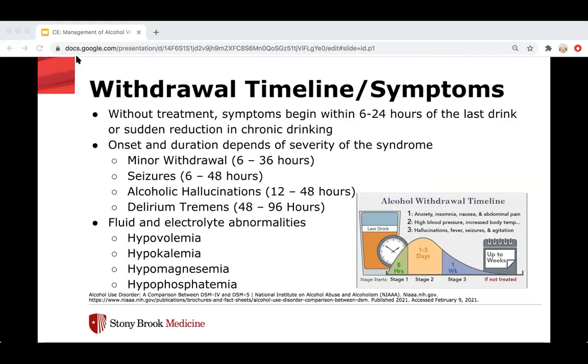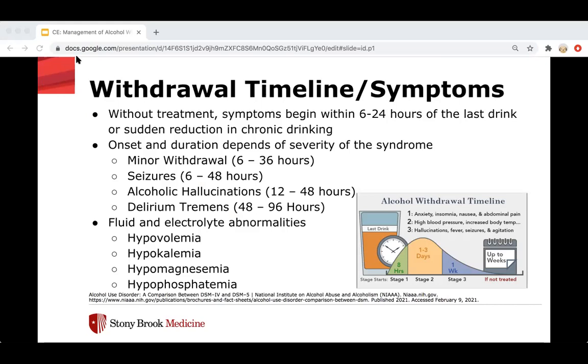So now let's dive into the withdrawal timeline and symptoms. Without treatment, symptoms can begin within 6 to 24 hours after the last drink or sudden reduction in chronic drinking. The onset and duration of these symptoms depends on the severity of the syndrome. So it depends on how much they've been drinking and for how long they've been drinking these quantities.